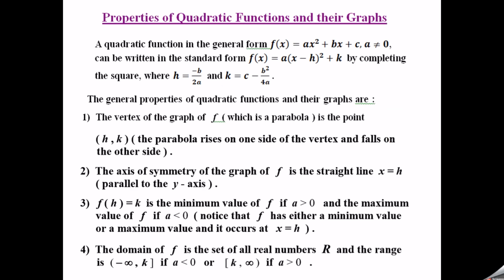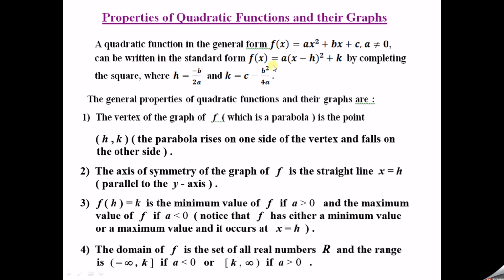Now let us look at the properties of quadratic functions and their graphs. The general form of a quadratic function, as we have seen before, any quadratic function must be of this form: f(x) is equal to ax square plus bx plus c, where a not equal to 0. This is important. The x square coefficient should not be 0. Then only it will be a quadratic function.